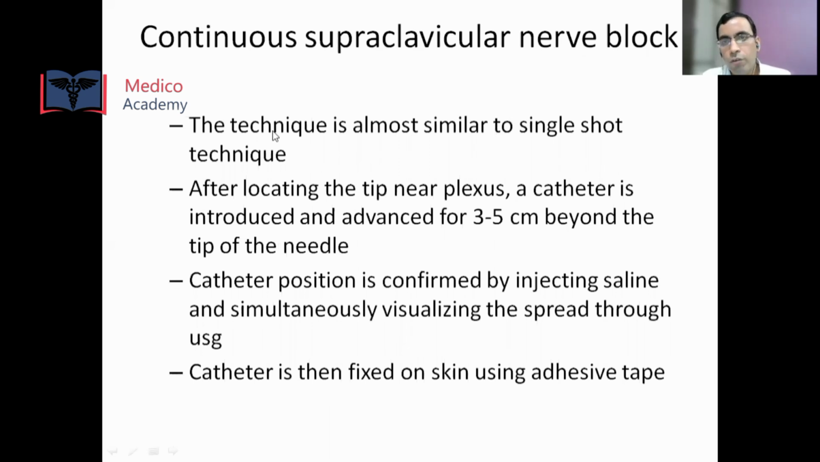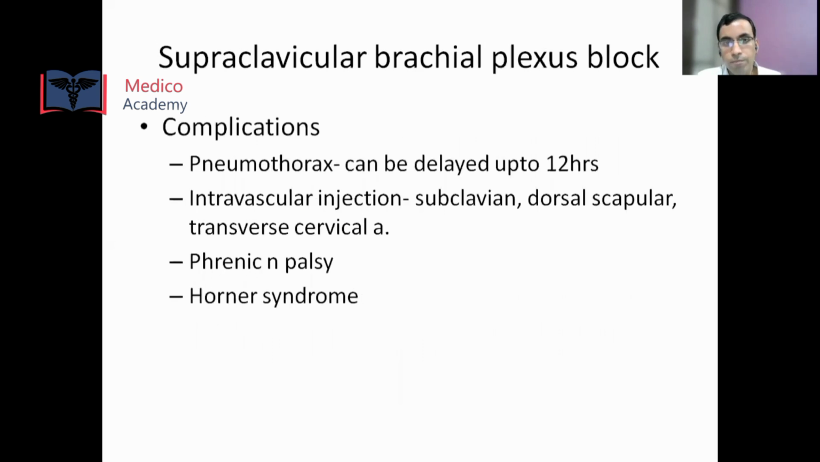For continuous supraclavicular nerve block, again, the technique is similar to the single shot technique. After locating the tip near the plexus, a catheter is introduced through the needle and advanced for 3 to 5 centimeters beyond the tip of the needle. Catheter position is confirmed by injecting saline and simultaneously visualizing the spread through the ultrasound. The catheter is then fixed on the skin using adhesive tape.